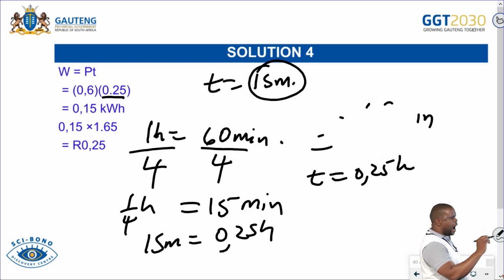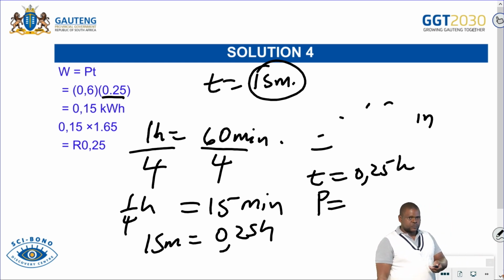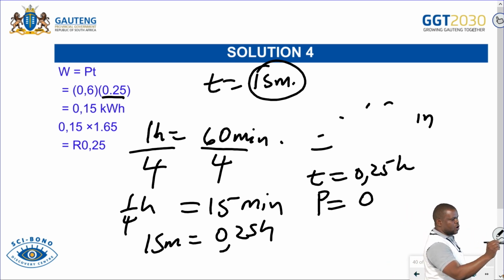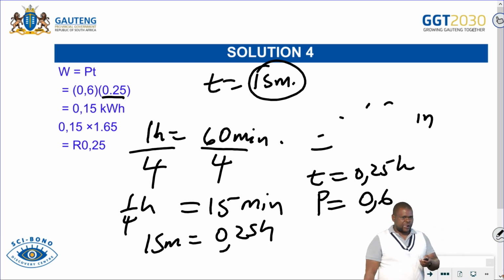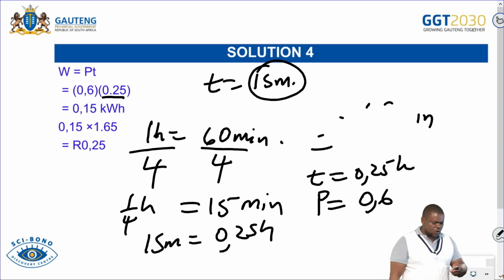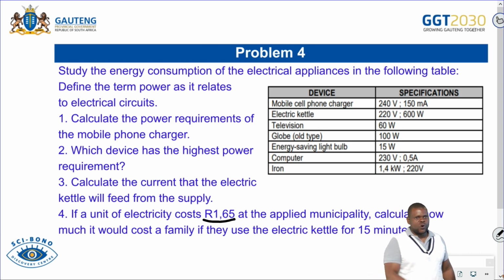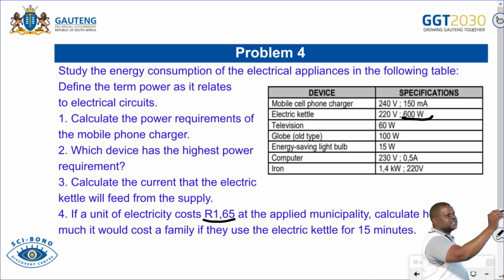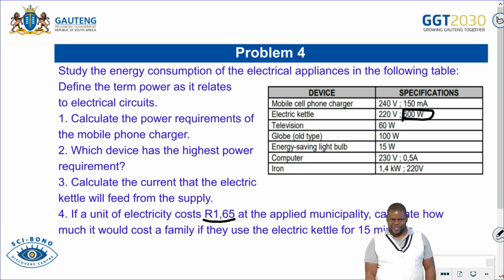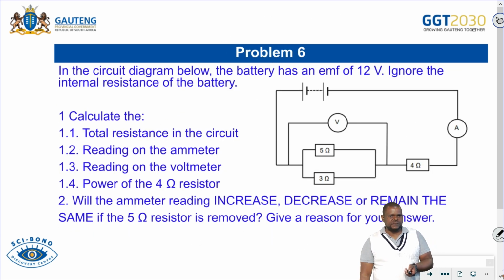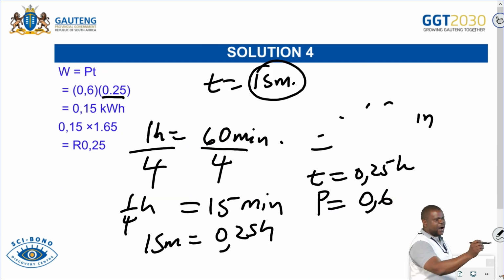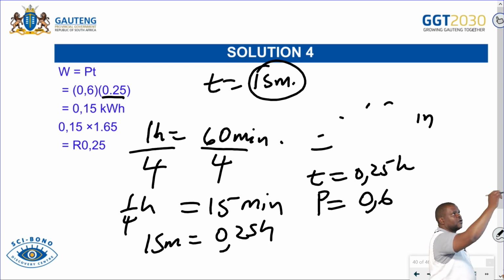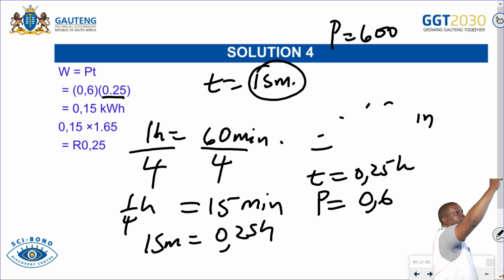Now we have time, which is 0.25 hours, and we're given a power. Our power is 0.6, because why 0.6? Let's go back to the table. We look at the kettle. Kettle, it says 600 watt. Can you see? Then when we go here, we're going to say power is 600. Power is equal to 600 watt.